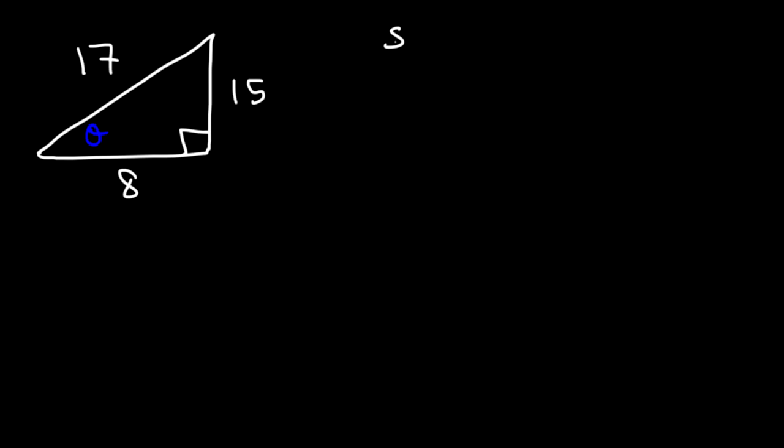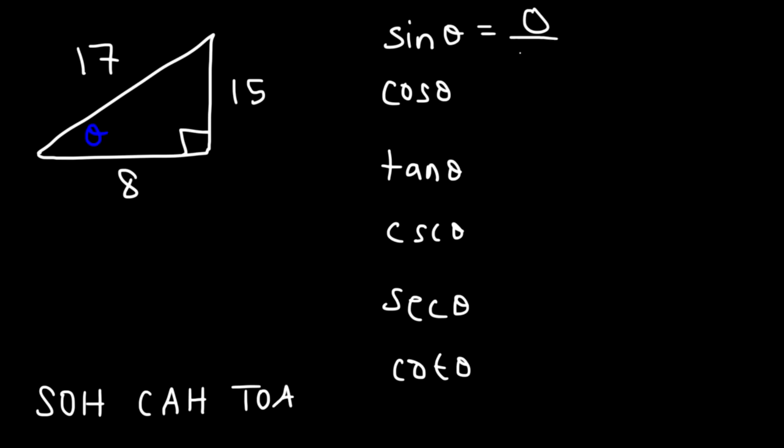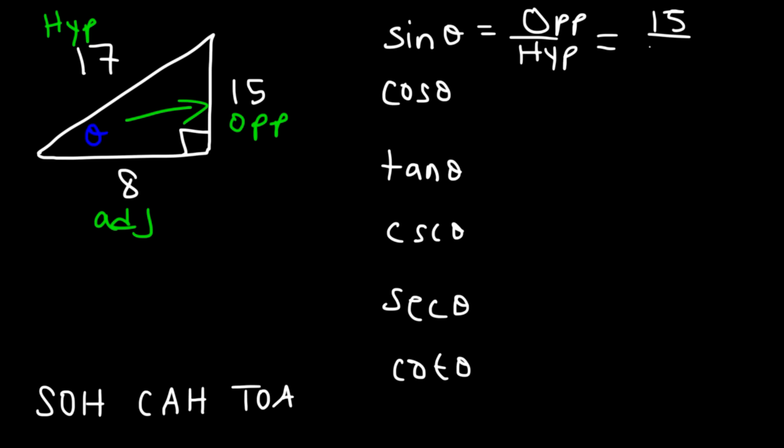So now, go ahead and find the value of sine theta, cosine theta, tangent theta, and then cosecant theta, secant theta, and cotangent theta. So using SOHCAHTOA, we know that sine is equal to the opposite side divided by the hypotenuse. So let's label all the three sides. 17 is the hypotenuse, 8 is the adjacent side, and opposite to theta is 15. So opposite over hypotenuse, this is going to be 15 divided by 17. So that is the value of sine theta.